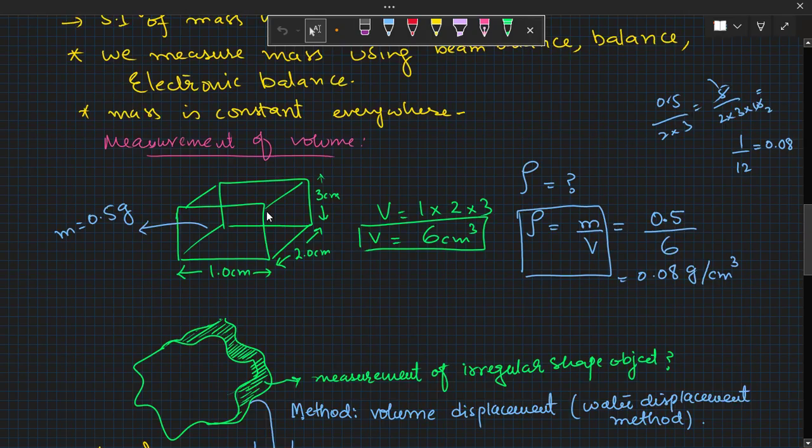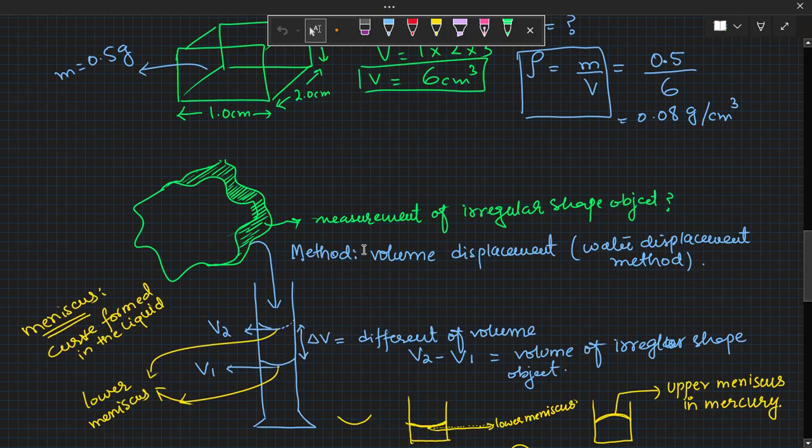Volume can be calculated if there's a regular shape object. That means a formula can be applied on that object, right? If you multiply three sides, you'll get the volume. But what if I have an irregular shape object? How will you measure the volume of that irregular shape object?